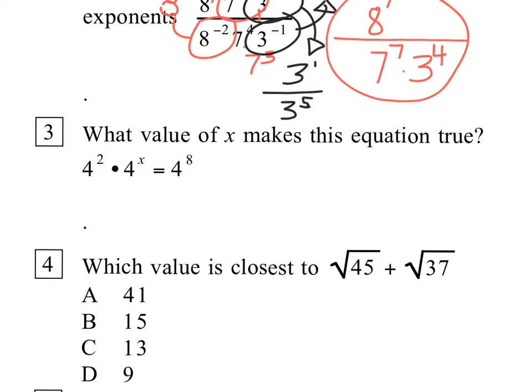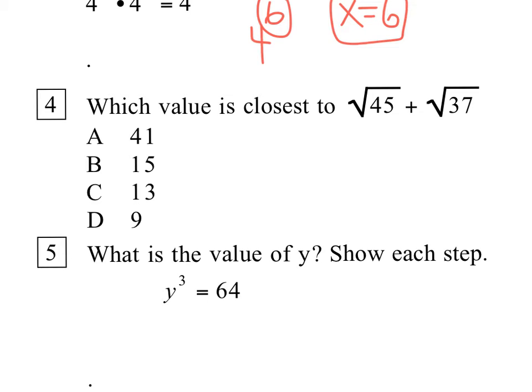Number 3, super easy. What exponent do you have to add to 2 to get to 8? What do you have to add to 2 to get to 8? Well, what plus 2 equals 8? It'll be 4 to the 6th. That 6 is what they want. So x would equal 6, because 6 plus 2 equals your 8.